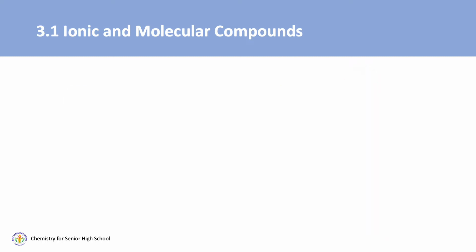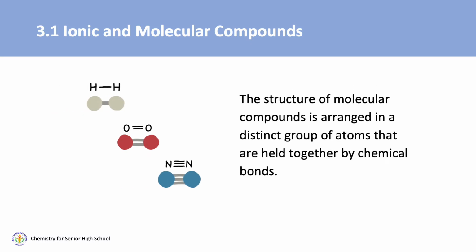Now that we know some examples and the definition of molecular compounds, we can now move on to the next piece of information. We have the structure of molecular compounds. The structure of molecular compounds is arranged in a distinct group of atoms that are held together by chemical bonds.